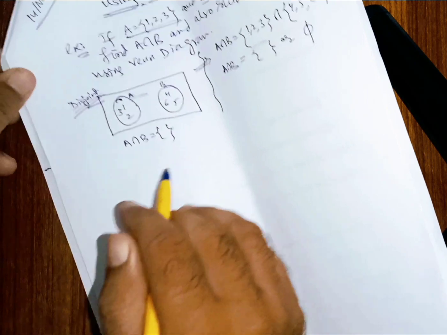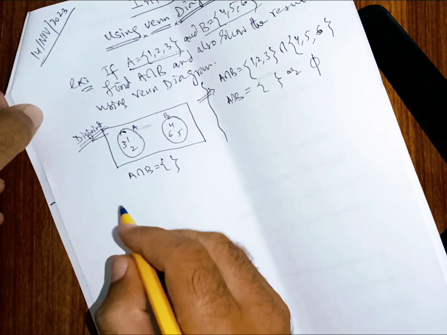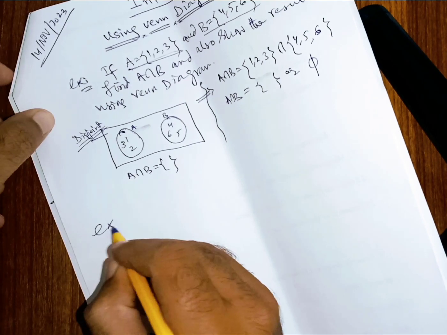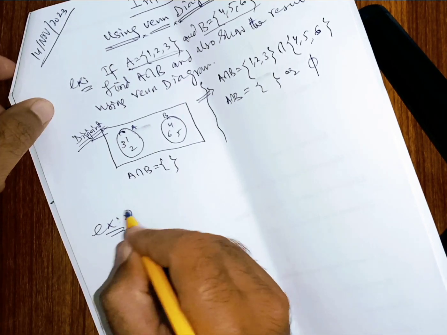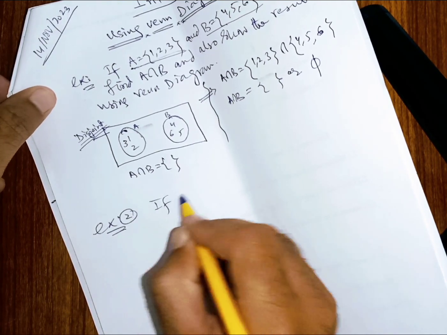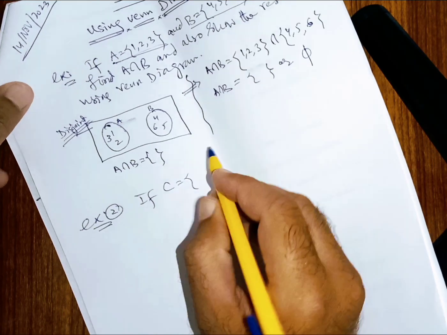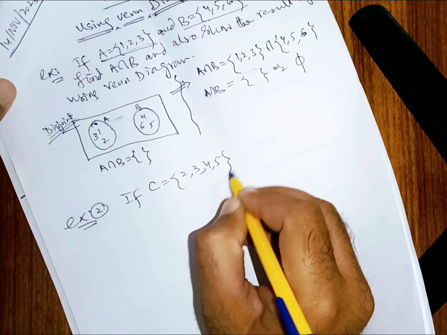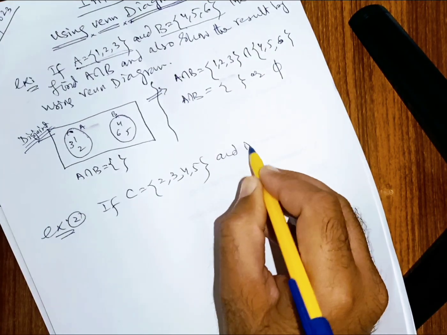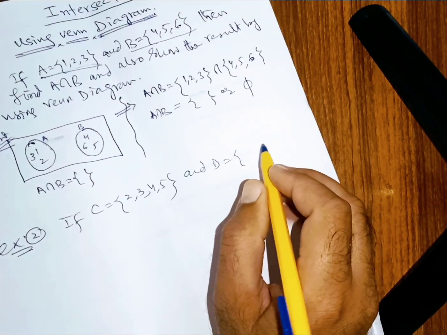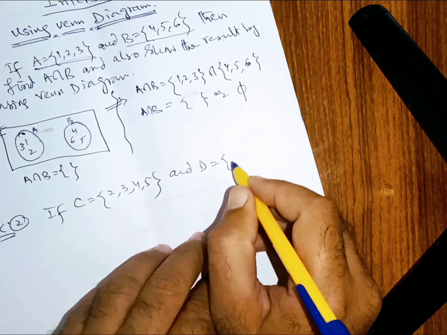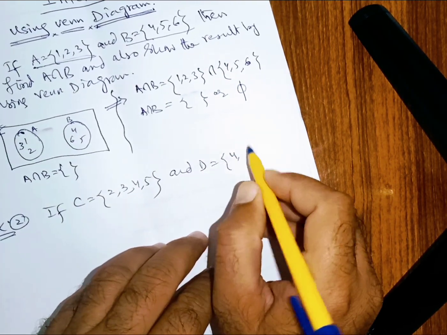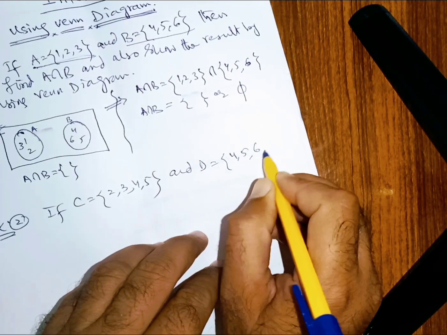Now we will be doing intersection for two overlapping sets. In another example, example number 2, if C, which is another set, is {2, 3, 4, 5}, and we have set D, which is {4, 5, 6, 7}.